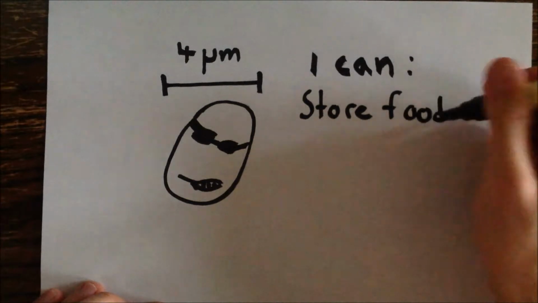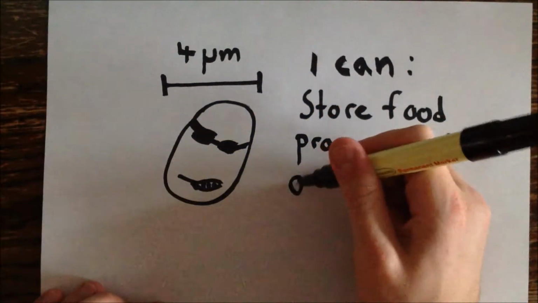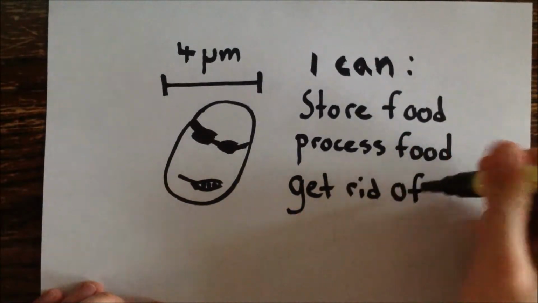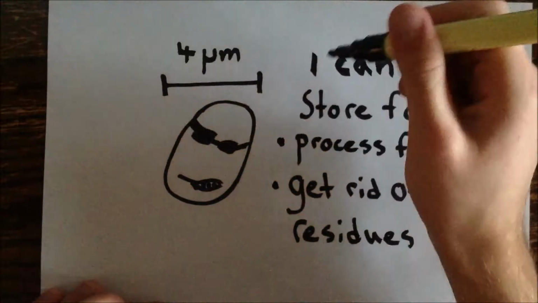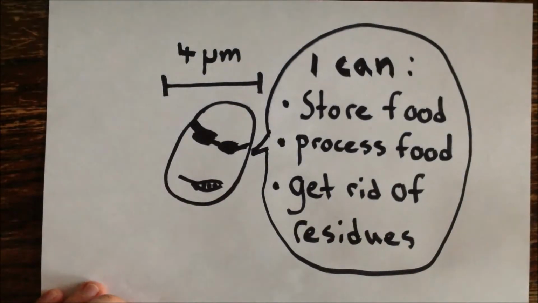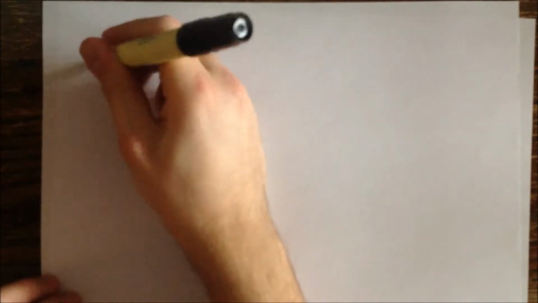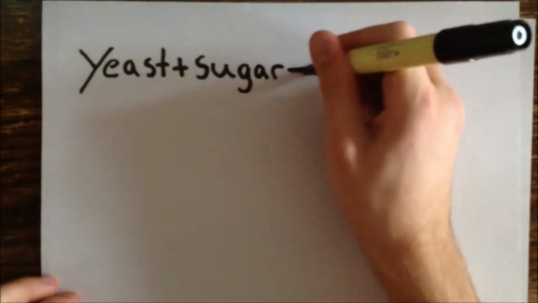Yeast is a lifestyle for mushrooms. It basically means that they only consist of one cell, and in that single cell they can manage to store food, process it, and get rid of residues. The biggest use we have for yeast today is how it produces alcohol and carbon dioxide as waste products.